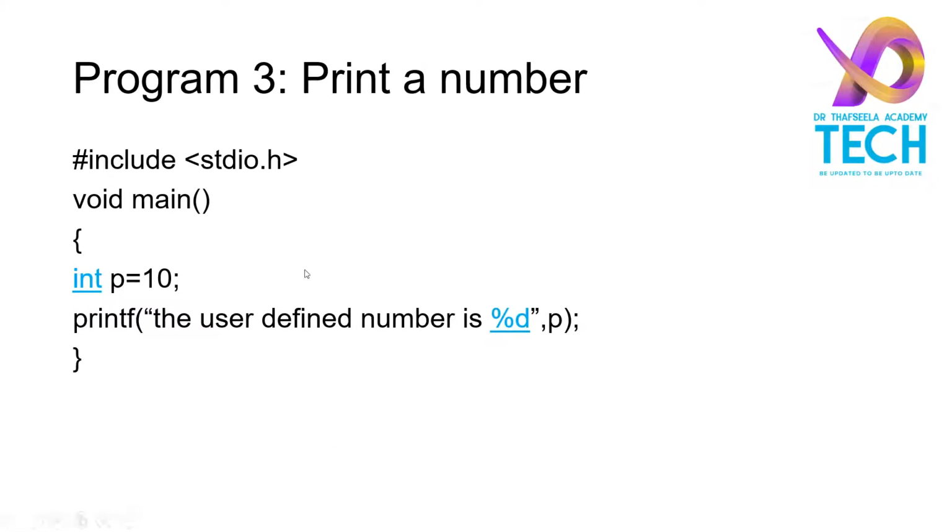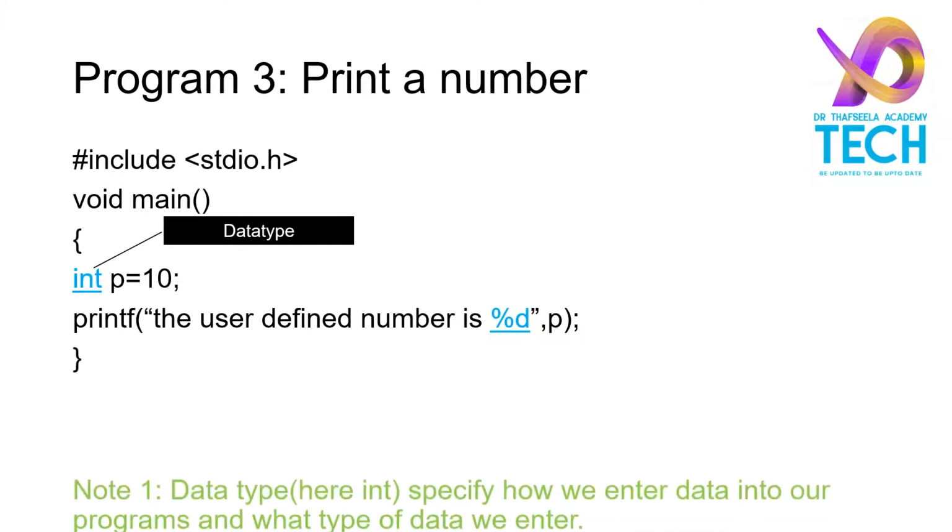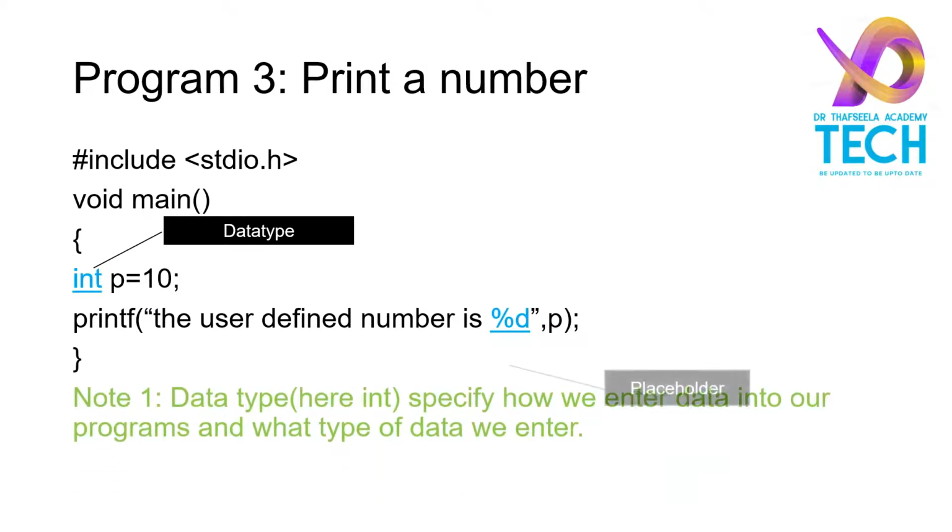Now we will come back to our earlier program where we learned how to print a number. I told you we have to print a number, say 10. So we use the data type int to specify that we are going to enter an integer value. Now, when we are going to print that data, in order to display that, we have to again mention it. So for that, we use the placeholder %d. As I told you, this int is the data type and %d is the placeholder.